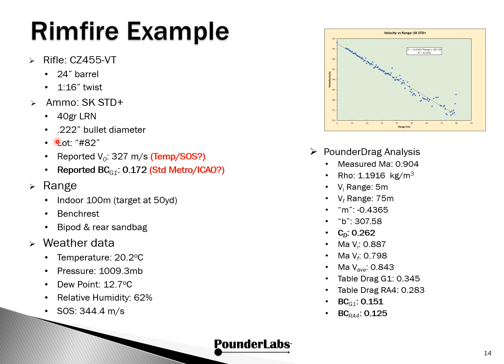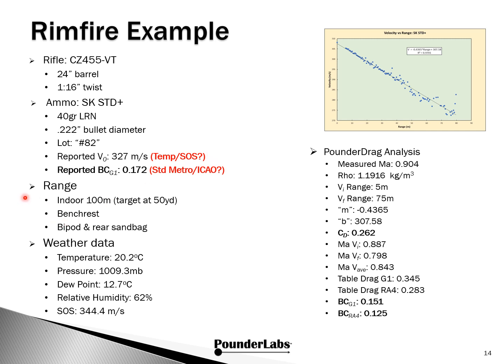Here's bullet diameter. We track lot. And here's the reported muzzle velocity from the SK website. You'll see that they don't give a temperature, so we really don't have a chance to get the speed of sound. And then the ballistic coefficient relative to G1 is given here as 0.172. They're not stating whether they're using the standard Metro or the ICAO standard atmospheric model. So this is kind of what we were talking about before. Without fully qualifying this measurement, we've lost the ability to do some meaningful comparisons.